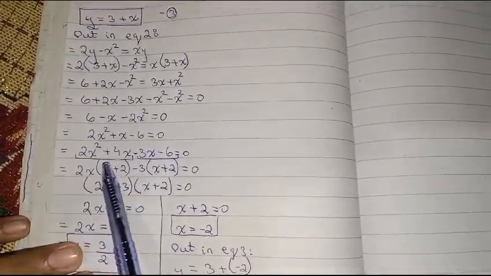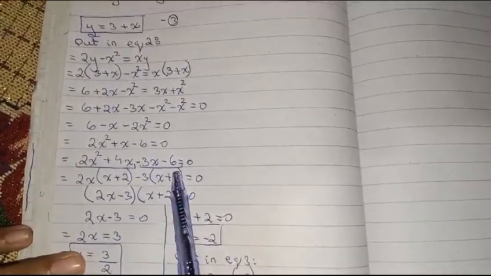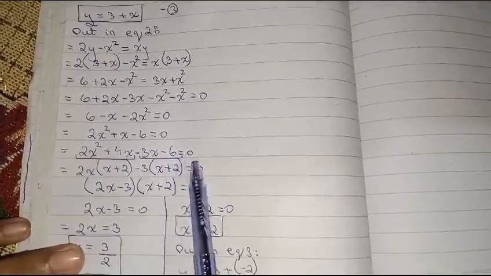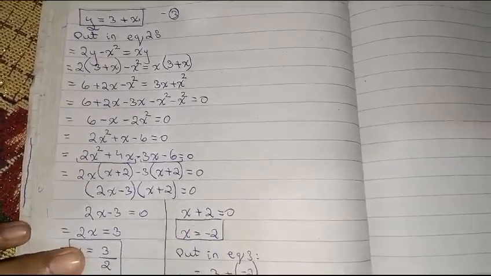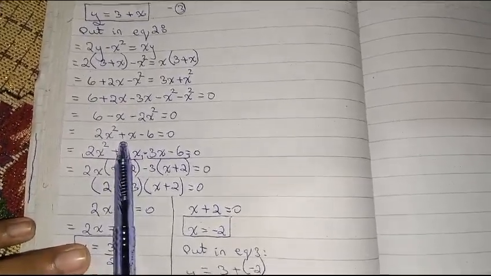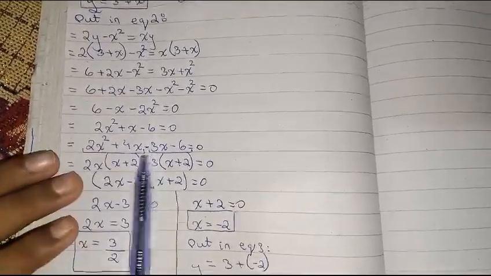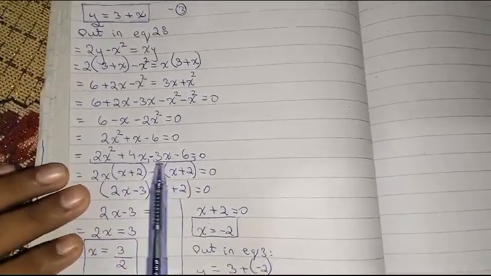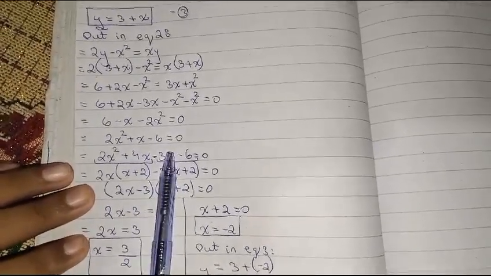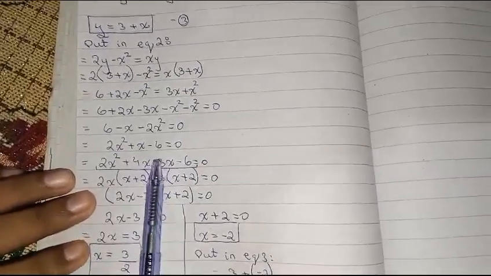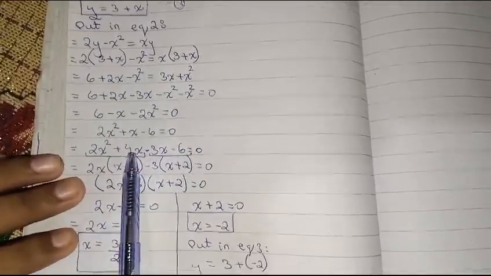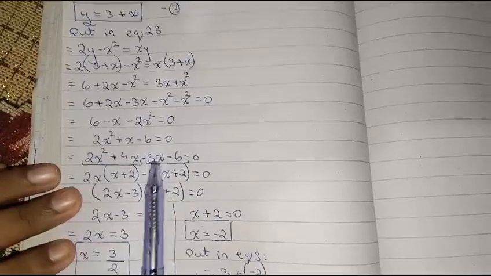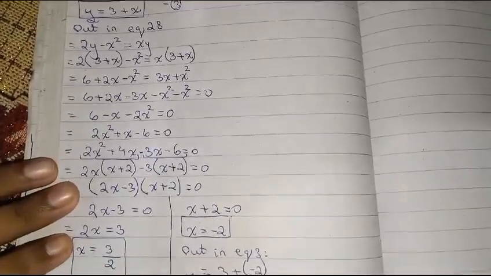So 2x square plus 4x minus 3x minus 6 equal to 0, because we have to make plus x by adding or subtracting them. So plus 4x minus 3x is equal to plus x, and by multiplying the coefficients we got the result 12.